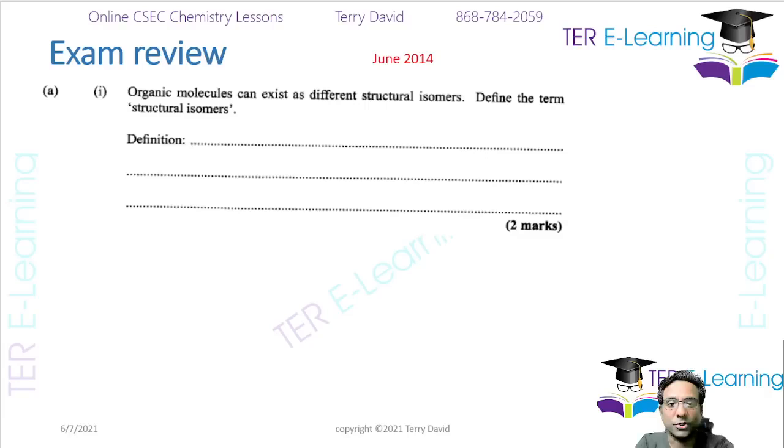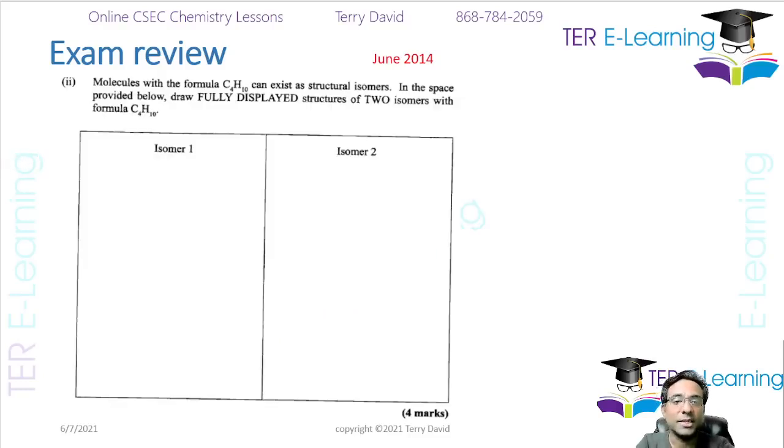Right, so let's see. So this is June 2014 now. Look how many times they've asked us what structural isomers are. I'm not going to write what it is here because we've met it about twice already. So structural isomers: same molecular formula, different structural formula. So they said molecules with the formula C4H10 can exist as structural isomers, and they want you to draw the fully displayed structures of 2 isomers with formula C4H10.